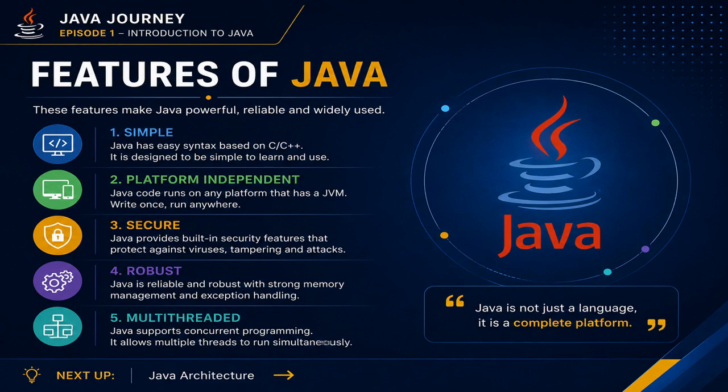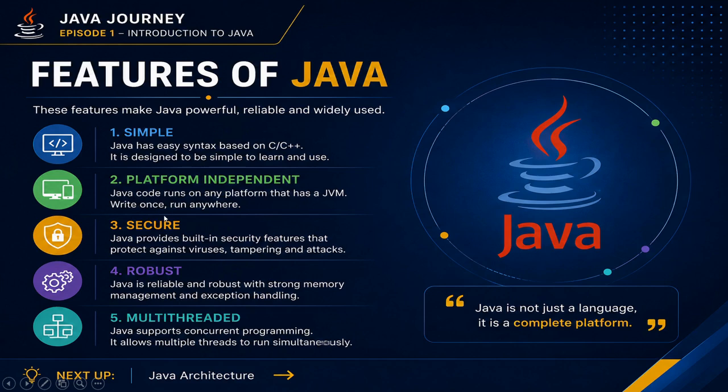Normally, some programs work only on specific operating systems, but Java works differently. A Java program written on Windows can also run in Linux or Mac. This is possible because of the JVM, that is Java Virtual Machine. This concept is called write once and run anywhere.